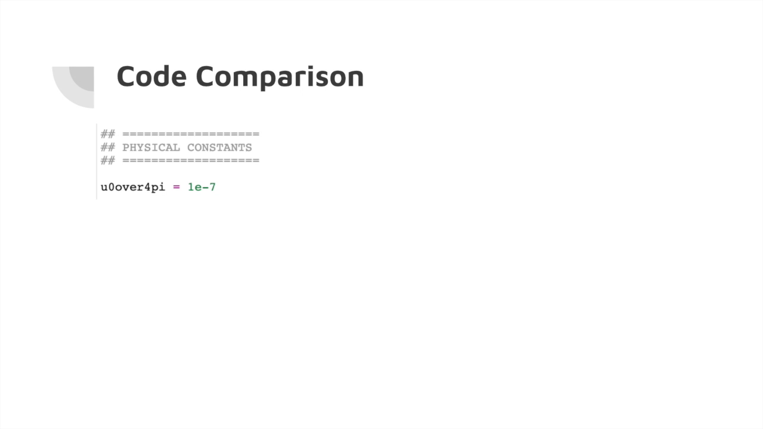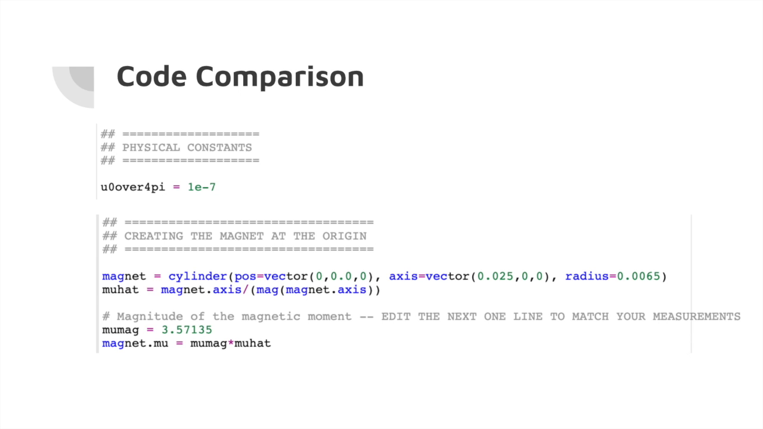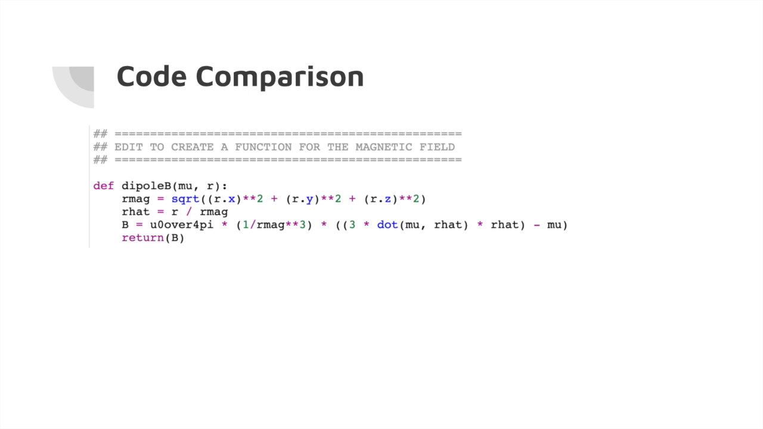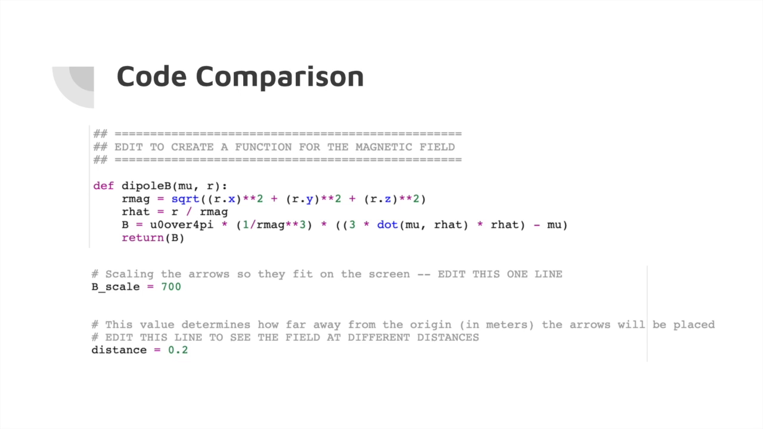This includes defining constants, for example mu naught over 4 pi as 1 times 10 to the negative 7th, and creating the magnet. Additionally, we are going to input our previously calculated magnetic moment, 3.57135. Now we have to define our function. This function details how to calculate the magnetic dipole using the Biot-Savart law. We also had to set a scale factor and distance from the origin.